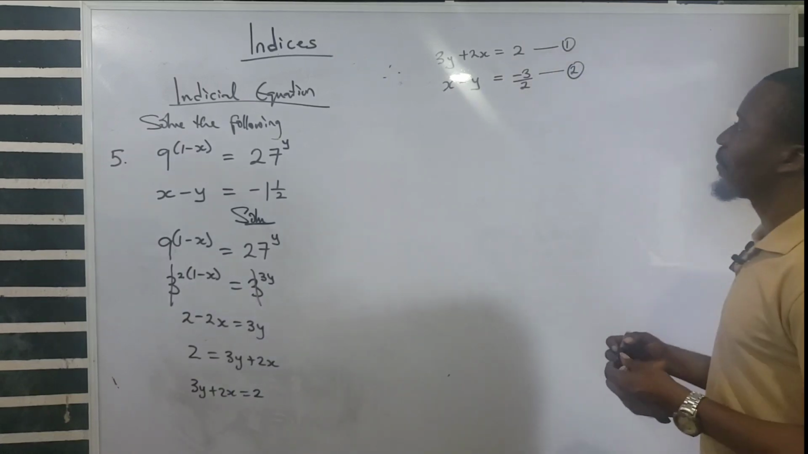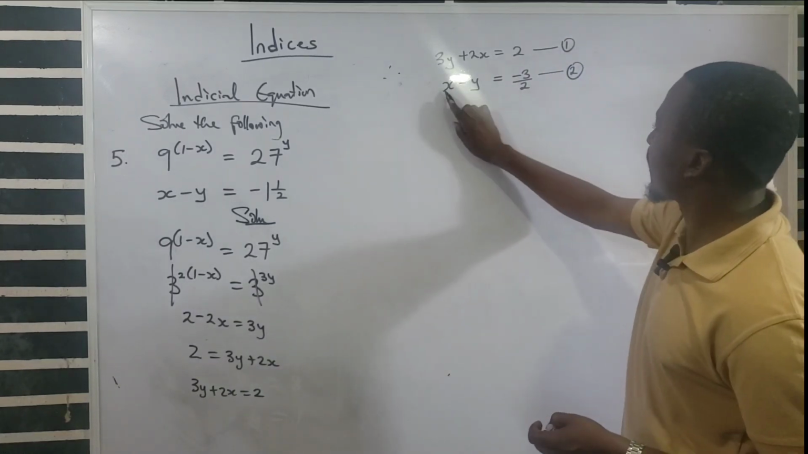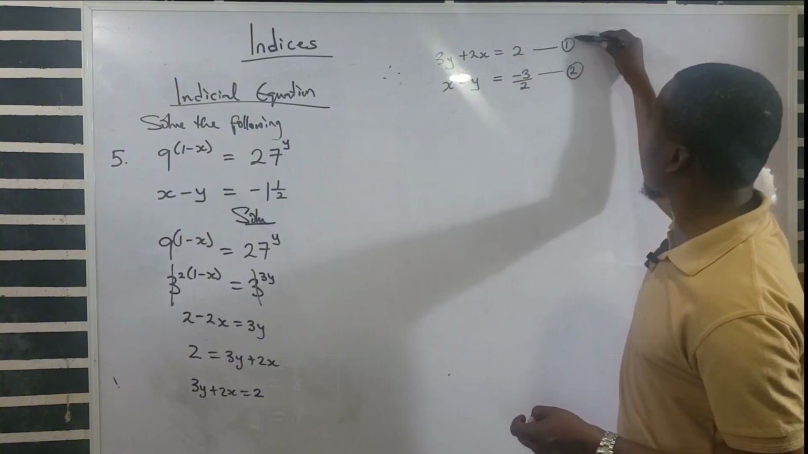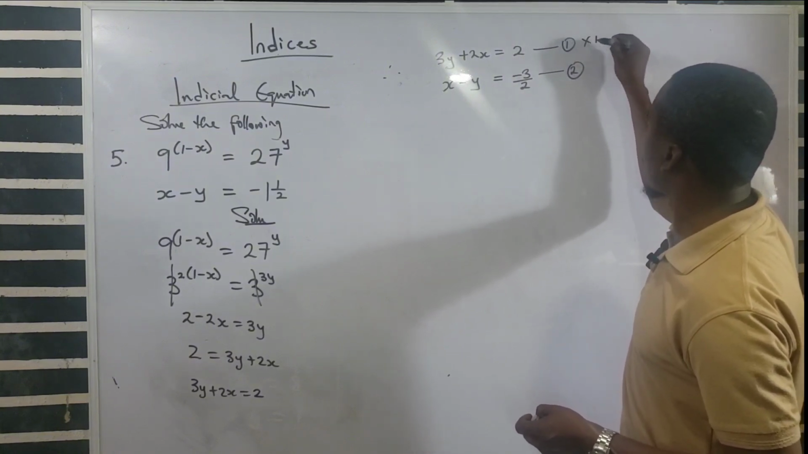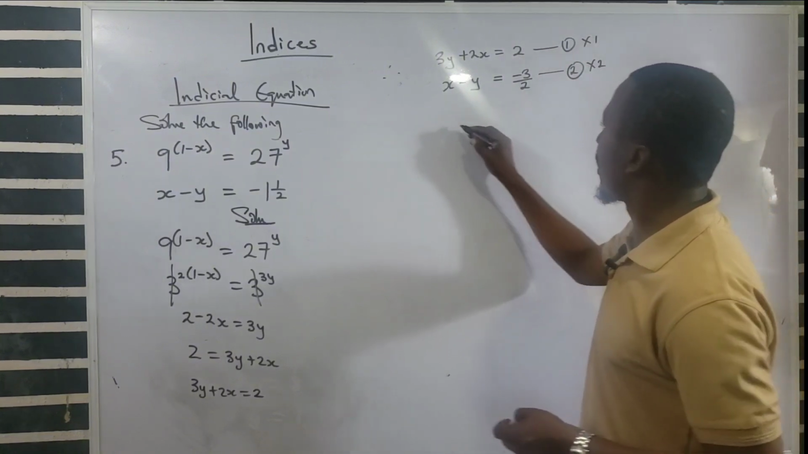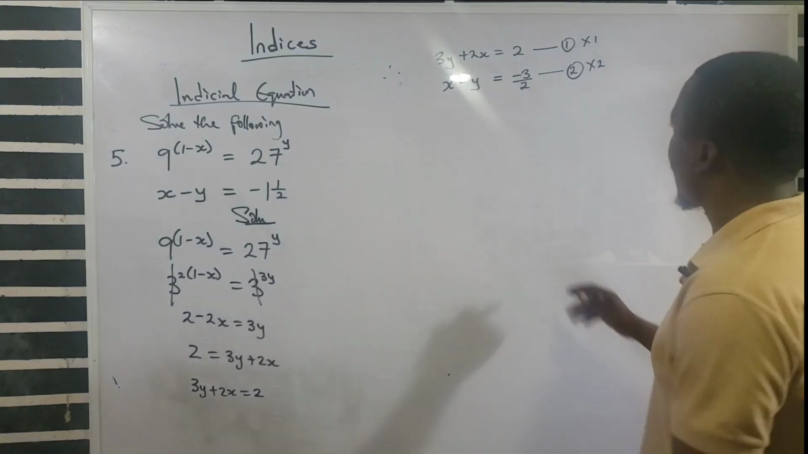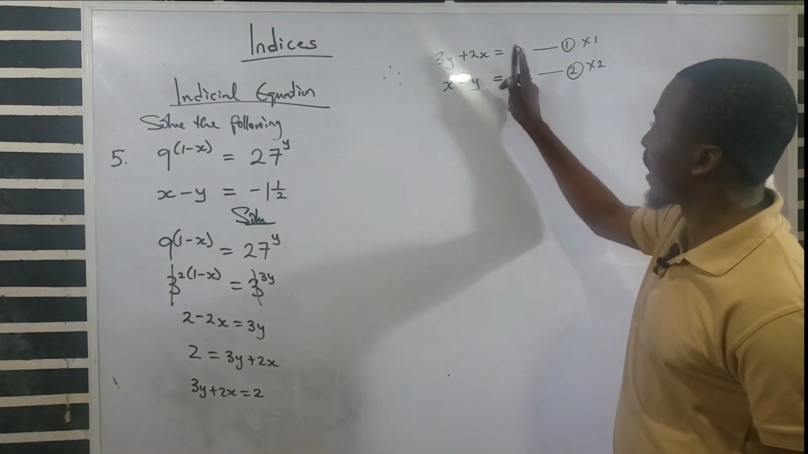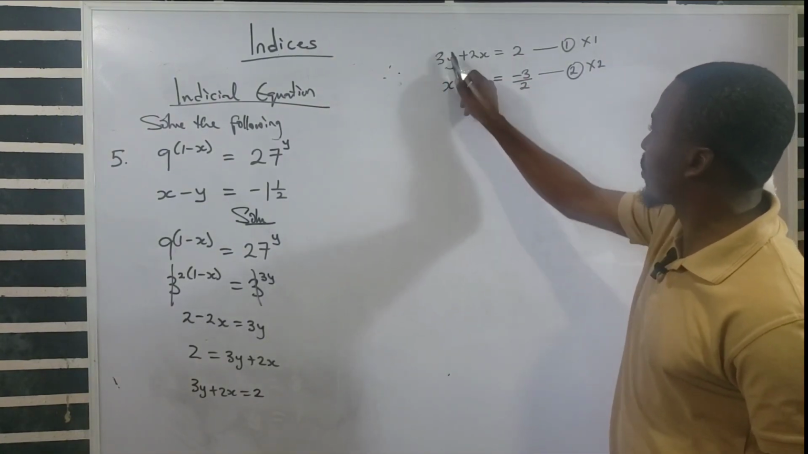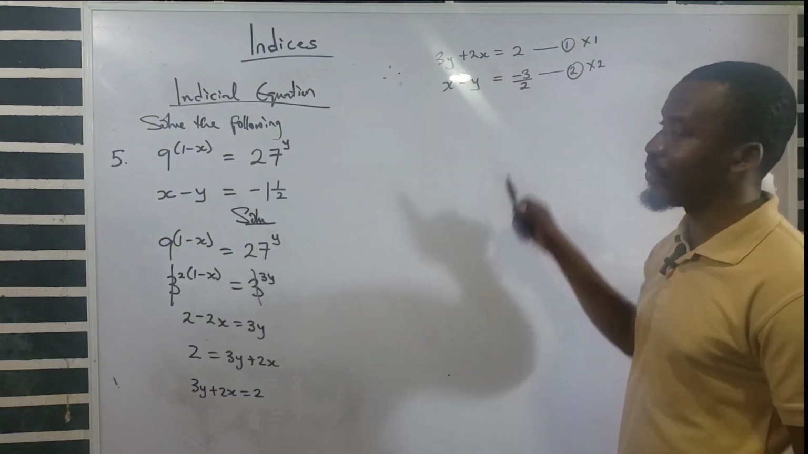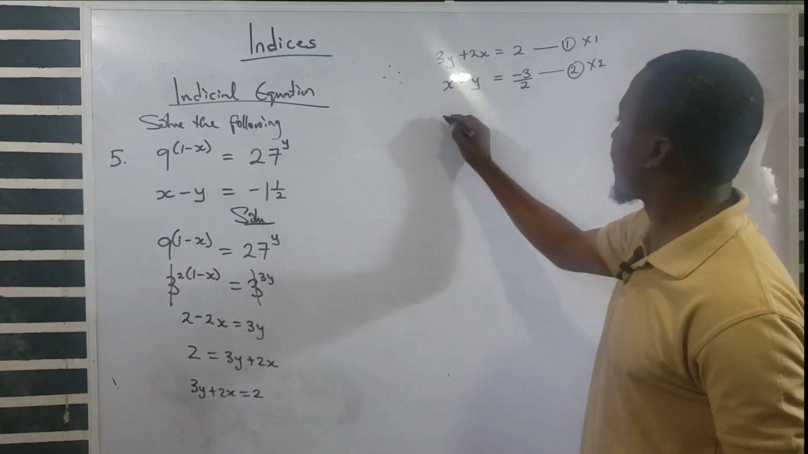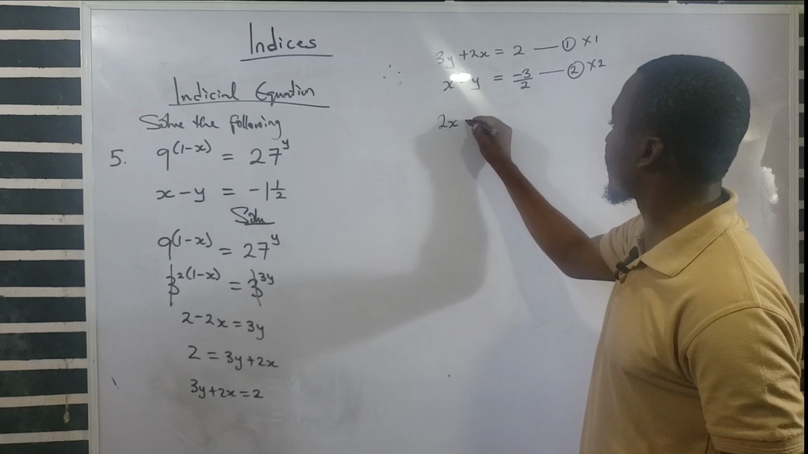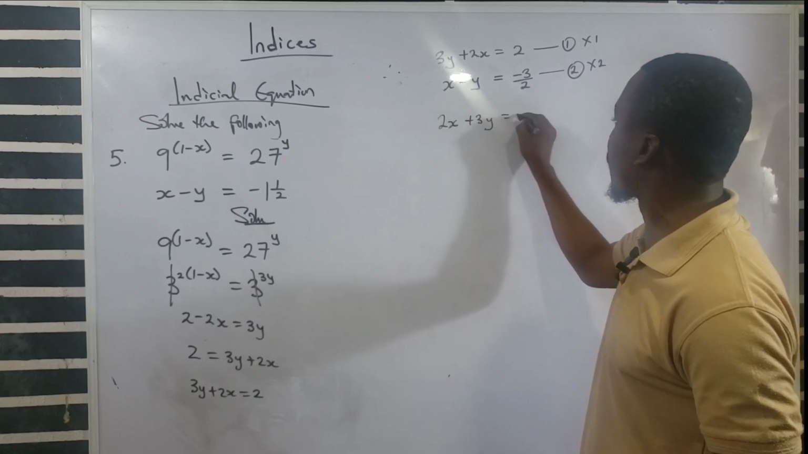All right, so what are we going to do? Let's multiply this equation by 2 so that it will look like this. So this times 1 and this times 2. And let's rearrange. You can as well rearrange. Why am I rearranging? I like my x and x to be together and my y and y to be together. So doing that, I can have it as 2x plus 3y equals 2.